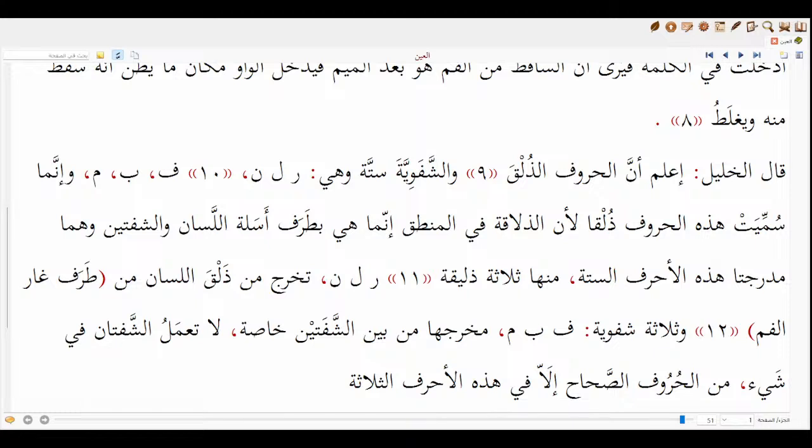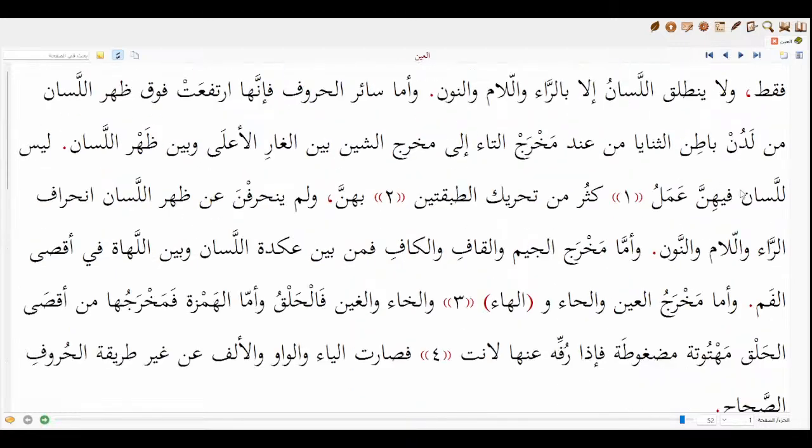لا تعمل الشفتان في شيء من الحروف الصحاح إلا في هذه الأحرف الثلاثة. The lips are not used in any of the strong letters, meaning other than waw, alif and ya, apart from these three letters. So any of the letters which are not waw, alif and ya, or the ahruf al-illa, none of them are pronounced with the lips apart from these three letters, which are fa, ba and mim.